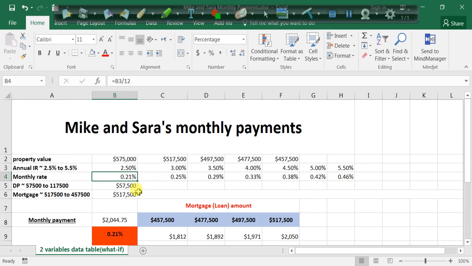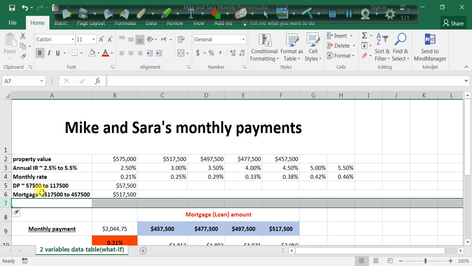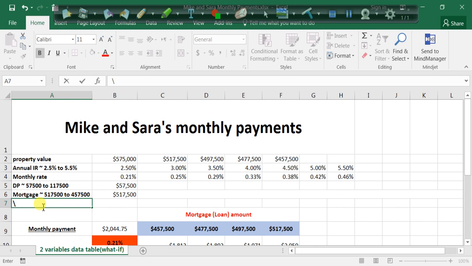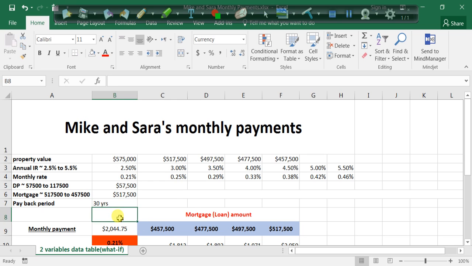Okay. Now we know how much money we need. We know the monthly interest rate, and we know that we have to pay back this money in 30 years. Let me put here payback period: 30 years.